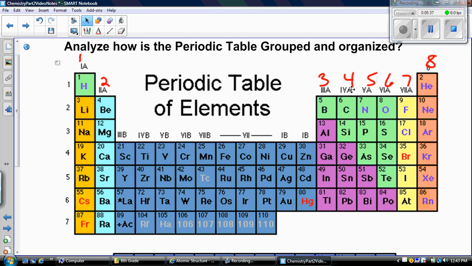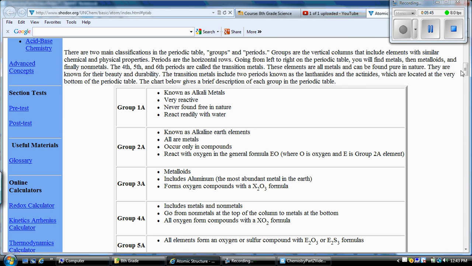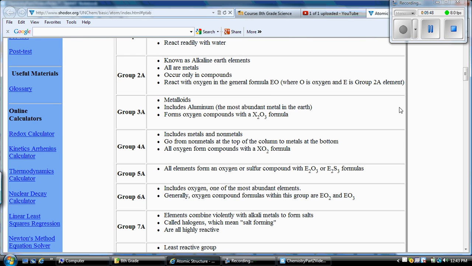Okay, group 4, and I'm just going across here. We'll get back to these elements in a minute. But group 4 includes metals and nonmetals. It goes from nonmetals at the top of the column to metals at the bottom. All form oxygen compounds, and it looks like this: 1 of those will bond with 2 of oxygen. Group 5A, all elements form oxygen or sulfur compounds in this way. It'll either take 2 of group 5A bonding with 3 oxygen, or 2 of group 5A bonding with 3 sulfur atoms.